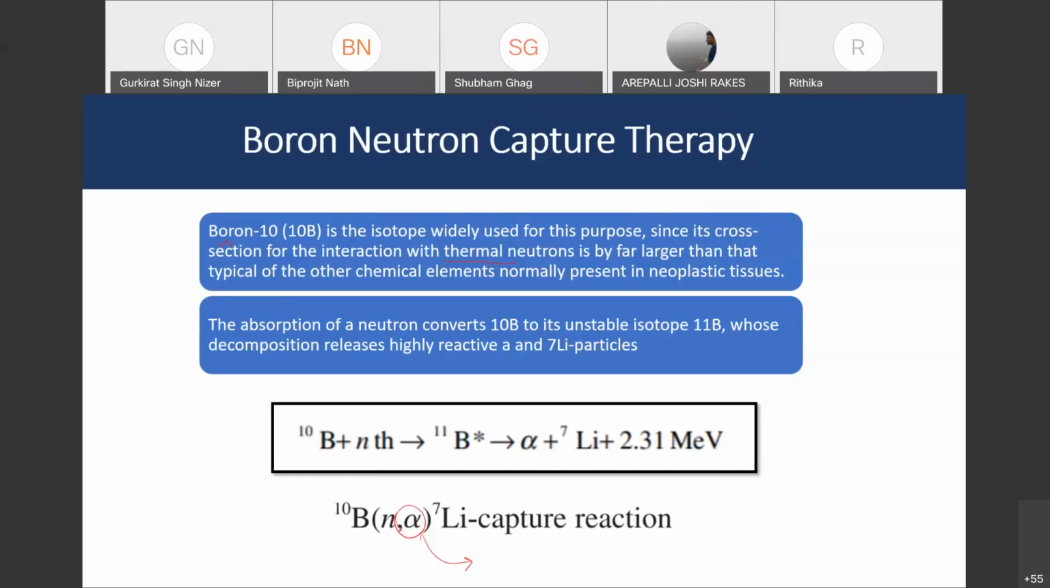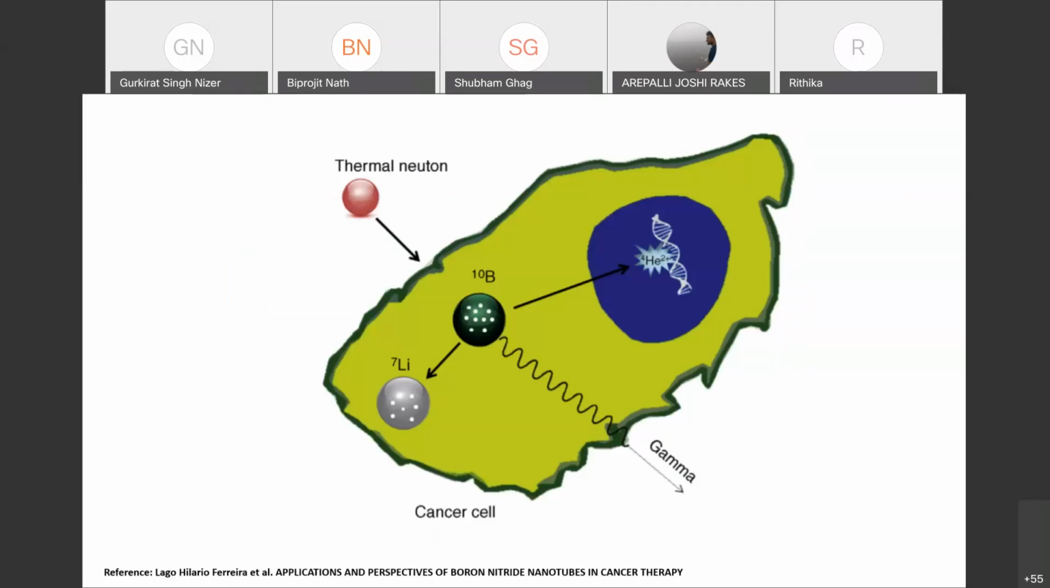Now we can see here that boron 10 is preferentially taken up by the neoplastic cells. In this case, you can see there is only one, but there are many boron 10s taken up by the neoplastic cell. So there is a higher number of boron 10 in these cancerous cells. When we irradiate this cancerous cell with thermal neutrons, the boron 10 captures the neutron and converts to lithium 7 and emits an alpha particle. This alpha particle then goes and attacks the DNA, causes double strand DNA breaks and multiple molecular lesions, and unrepairable double strand breaks, which in turn kills the cell.